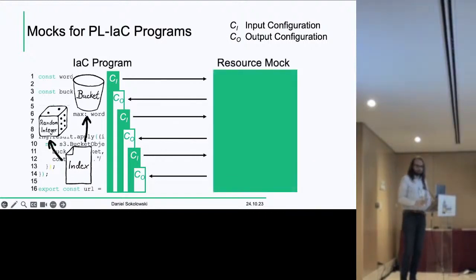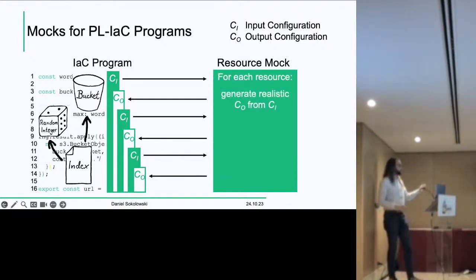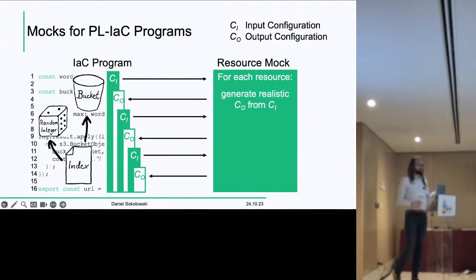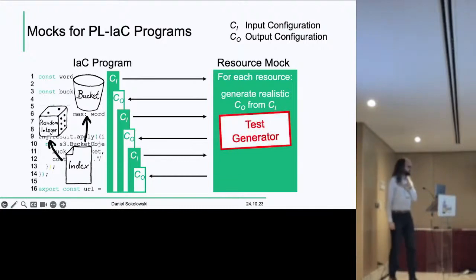So we replace it with a mock. But the mock itself now has a role. It plays the cloud in our tests. And let's make explicit what it actually has to do. The first thing is it has to return for us, for every input configuration that we give to it, a realistic output configuration. Why does it have to be realistic? Well, this output configuration can be accessed in the remainder of the program execution, so it's actually test input. So it's really crucial that this output configuration makes sense, because this is what we test our program on. So eventually, this mock is a test generator.